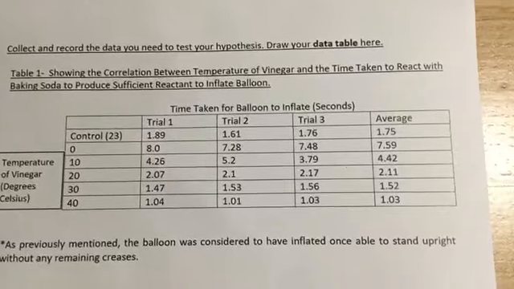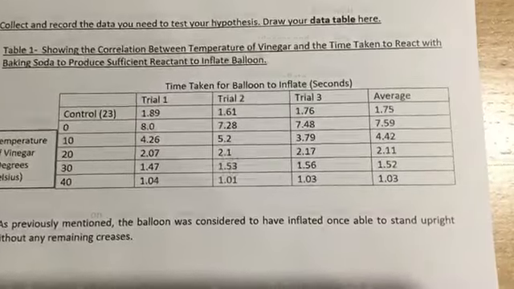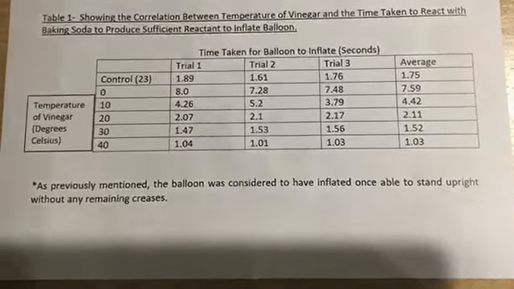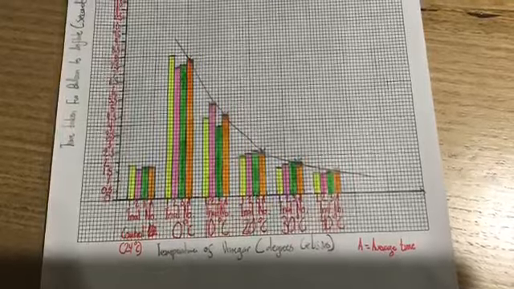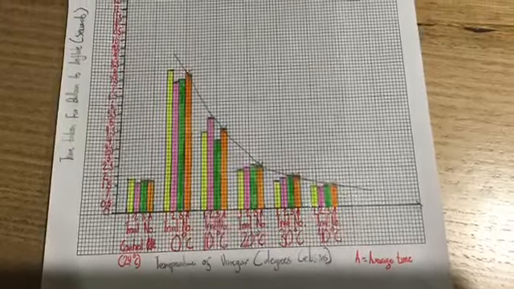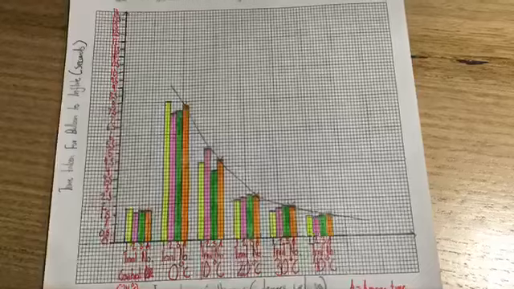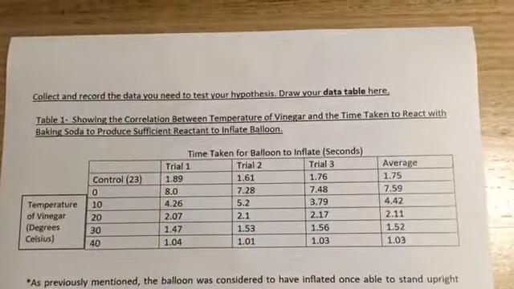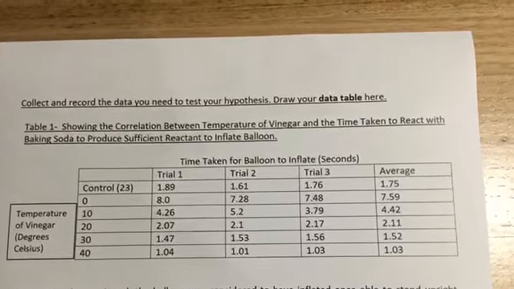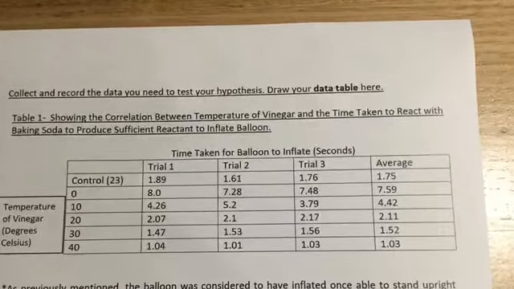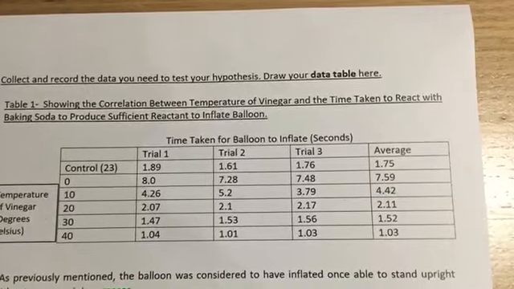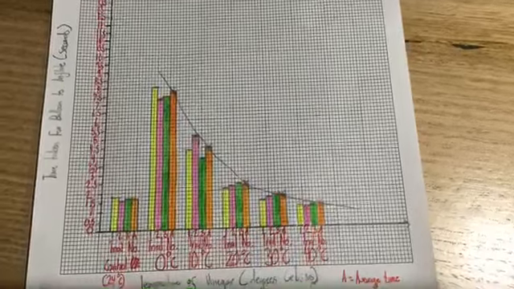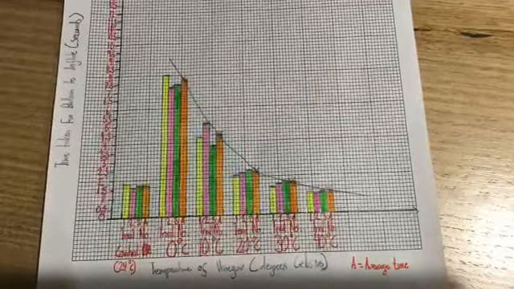Our data clearly demonstrated that as the temperature of the reactant vinegar decreased, the reaction rate also decreased. This was measured by an increase in the time taken to fill the balloon with 90 centimetres cubed of carbon dioxide gas. This trend appeared to be non-linear as reaction times increased by greater amounts for each 10 degrees Celsius reduction in vinegar temperature. The average reaction time for vinegar at 40 degrees Celsius was 1.03 seconds, which increased to 2.11 seconds at 20 degrees Celsius, and then out to 7.59 seconds at 0 degrees Celsius.